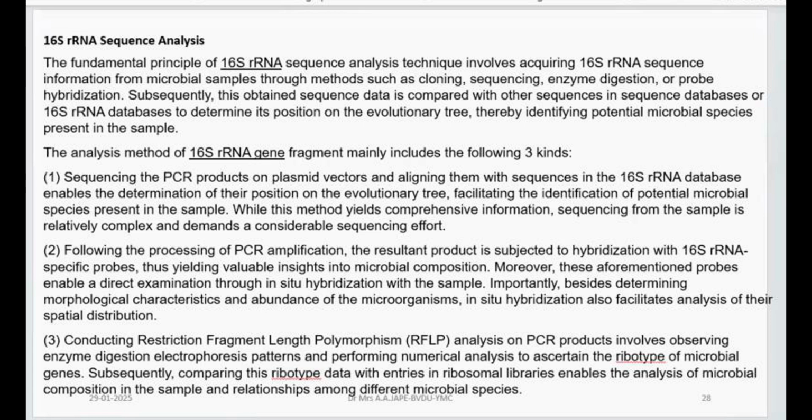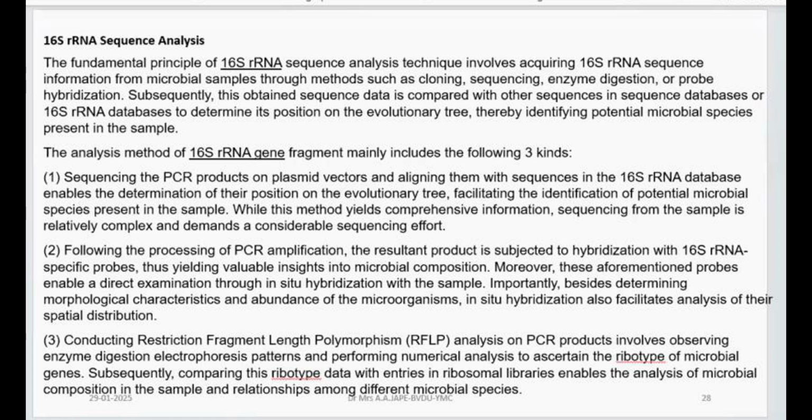When you talk about sample collection, you have to be very careful, right? You don't want any contamination in the sample. Sample integrity is very important. You have to extract the DNA, and you have to go for PCR amplification, targeting specific regions of the 16S rRNA gene, right? And you have to use gene specific primers. So for the 16S rRNA gene, you have to use gene specific primers.